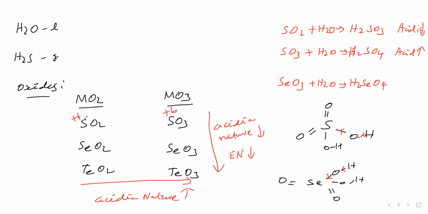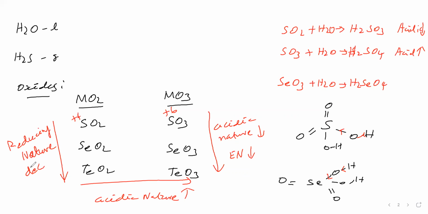Now, out of SO2 and SO3, which will act as a reducing agent? SO2 but not SO3. Why? Because in SO3 sulfur is in its highest oxidation number and cannot undergo further oxidation, but in SO2 the sulfur can undergo oxidation. Therefore, these dioxides have reducing nature. Now, how does the reducing nature vary down the group? It decreases.